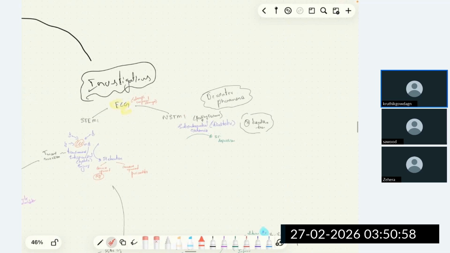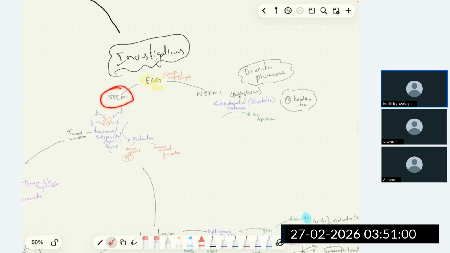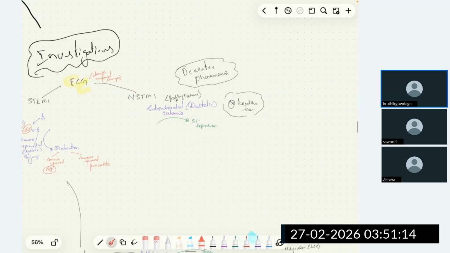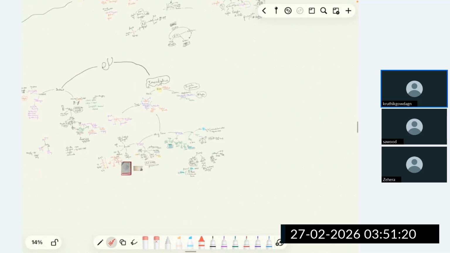So we will mention in ST elevation MI, there is ST elevation with convexity upwards. And also there is T wave inversion associated with this. Also in non-ST elevation MI, there is ST depression and peaking of T wave. This much we will mention in ECG.